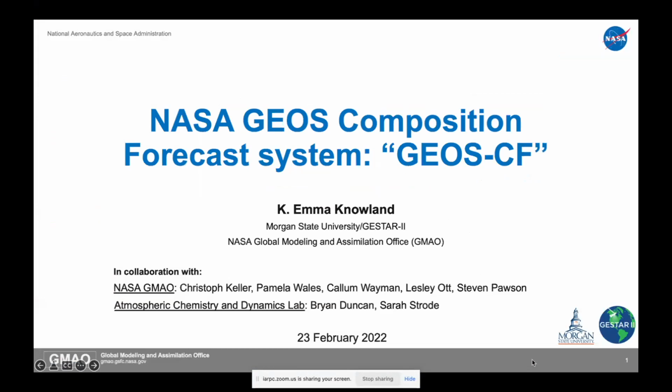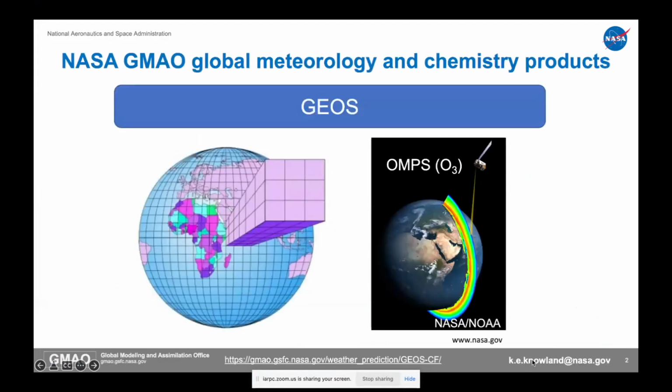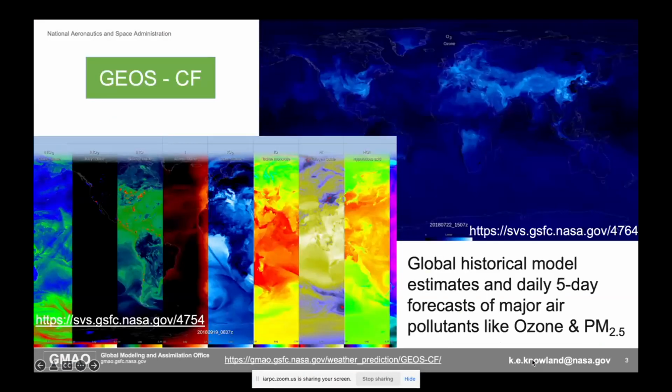Great. So I'm going to give a brief overview on our latest product from NASA GMAO, known as the GEOS Composition Forecast System. And our office develops and maintains the Earth system model called GEOS that is mainly designed to advance the use of satellite data products. The GEOS Composition Forecast System, or GEOS-CF, provides global historical model estimates of atmospheric composition, as well as daily 5-day forecasts of the major air pollutants like ozone and PM2.5.